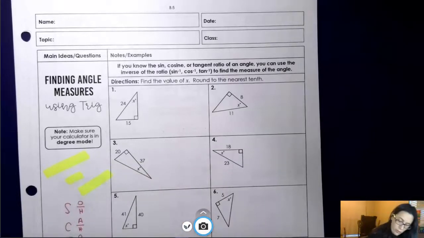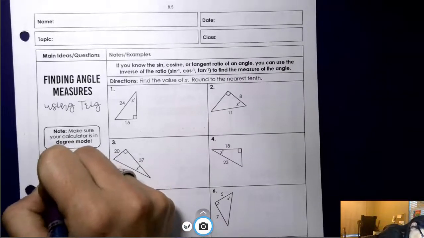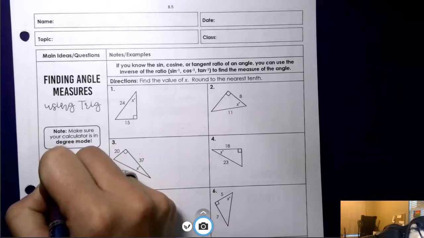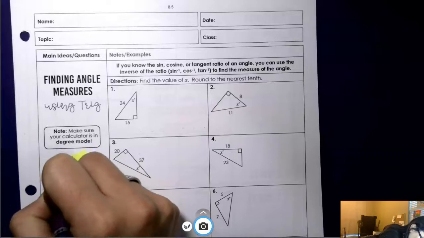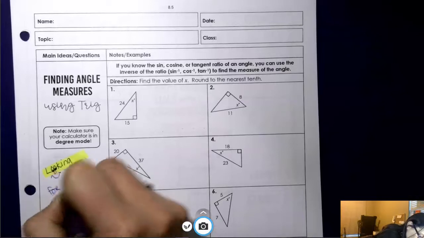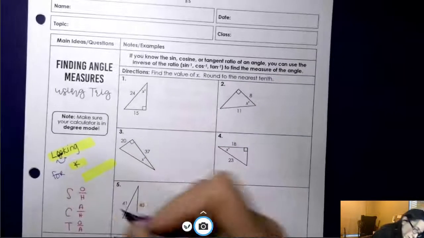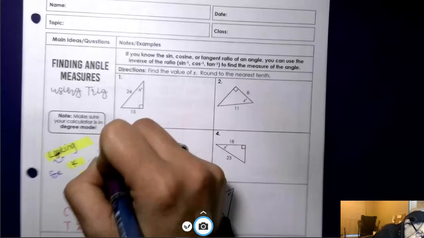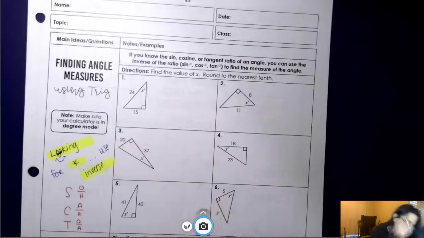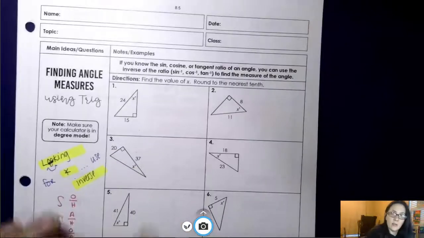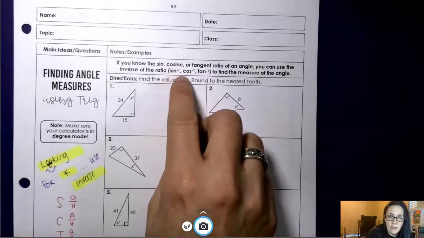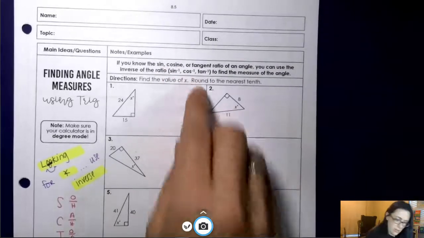Now, when we are looking for an angle, we are going to use the inverse function. Now the inverse function looks like these. Inverse, it's not an exponent, it's inverse sine, inverse cosine, inverse tangent.